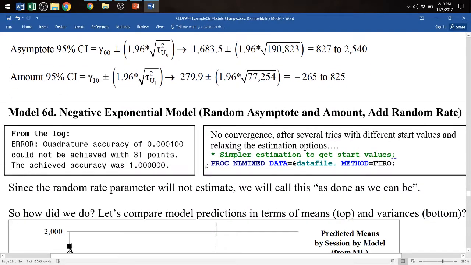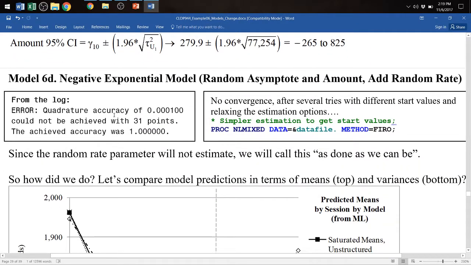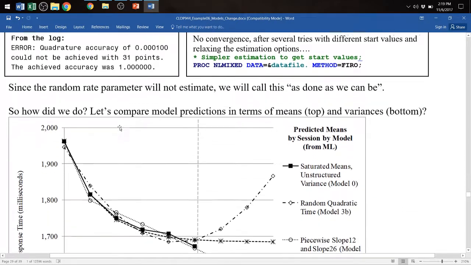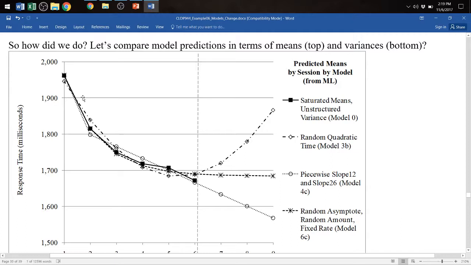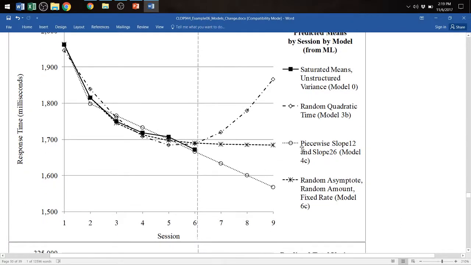And then I tried to add a random rate and I got this: quadrature accuracy could not be achieved. It means it can't do it. So I tried every other trick in the book to get a random rate to estimate, and it wouldn't work. So then we end up with a model that looks like this. Here's my random asymptote, random amount, fixed rate model.